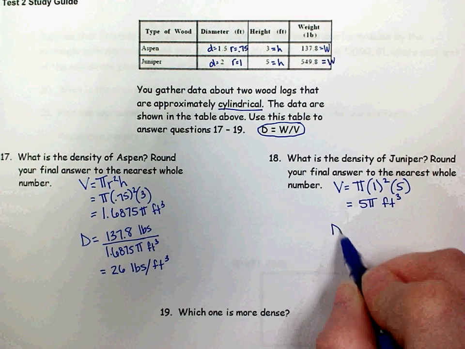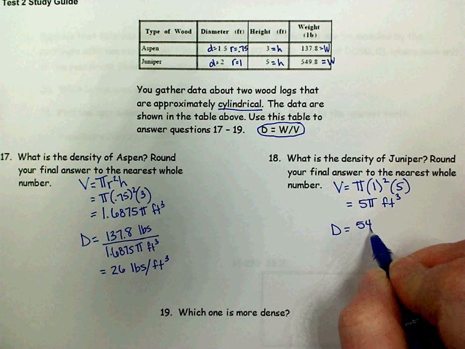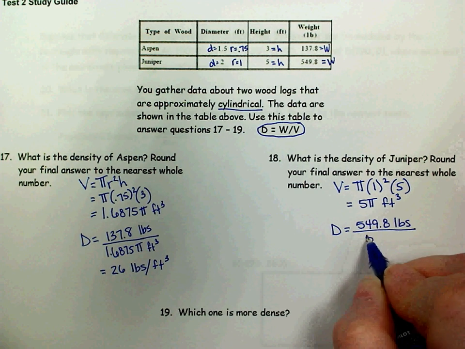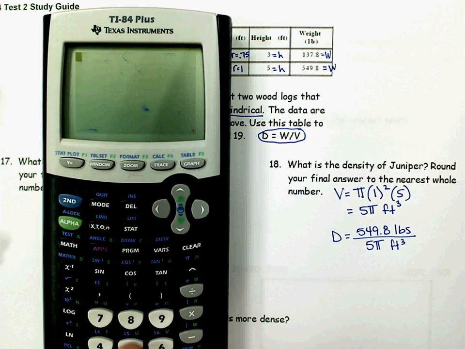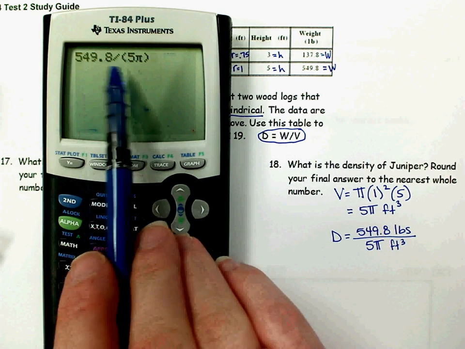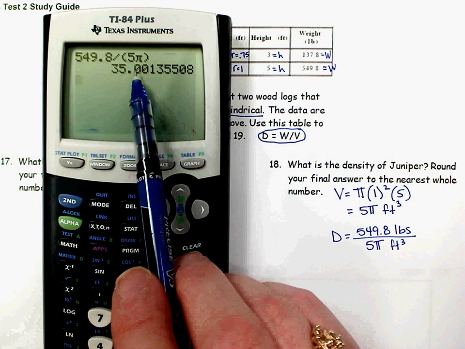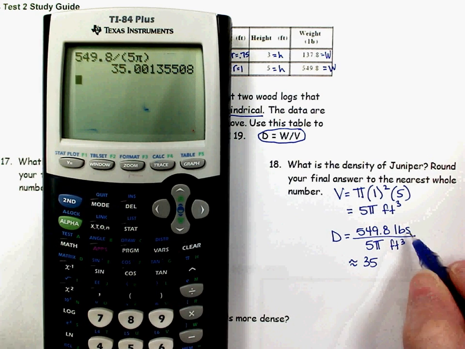So to find the density, I'm going to take my weight of the juniper, 549.8 pounds, and divide it by the volume in terms of pi of 5 pi cubic feet. So again, when I do that division, I'm going to do 549.8 divided by, in parentheses, 5 pi. Otherwise, remember, your calculator will divide by 5 and then multiply by pi, and that's not what you want. Since we're rounding to the nearest whole number, it's going to remain 35. So our units are pounds per cubic foot again.